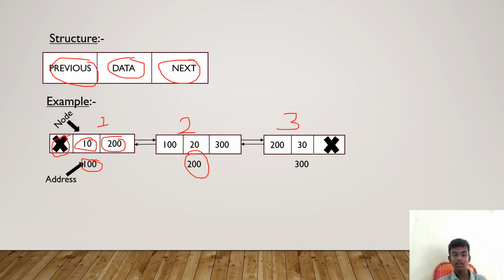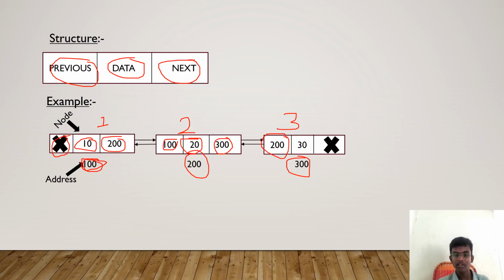Next, in the second node, the first part is 100. It is previous. Here previous contains the address of the previous node. Previous node means first node. First node address means 100, so it contains the value 100 in the previous part. 20 is the data value. 300 is the address of the next node, that means the third node address.